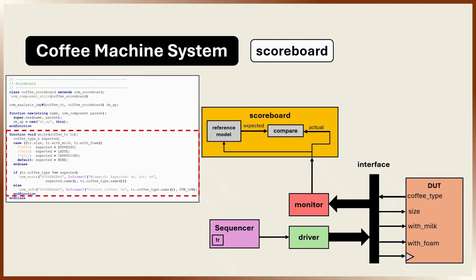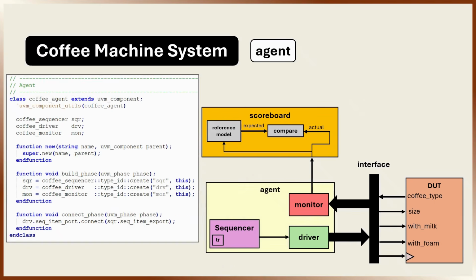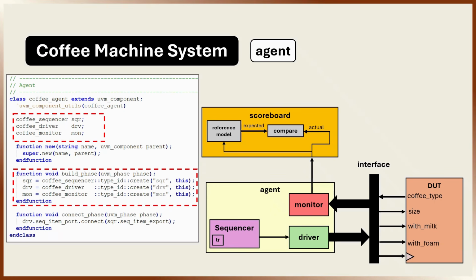The agent bundles together all the components that interact with the interface. Inside the agent, we create three objects: the sequencer, the driver, and the monitor. These are the core pieces that generate transactions, drive the DUT, and observe the outputs.